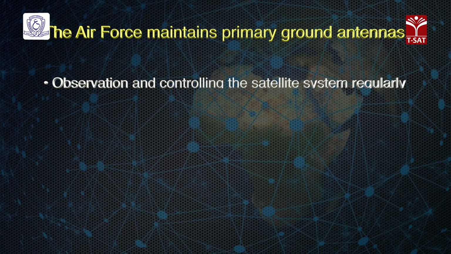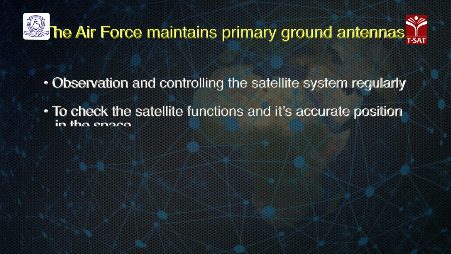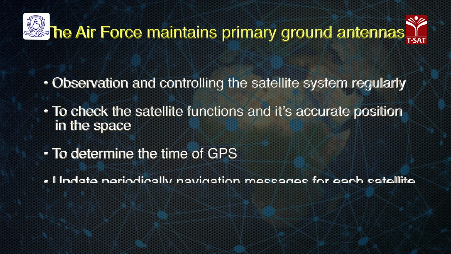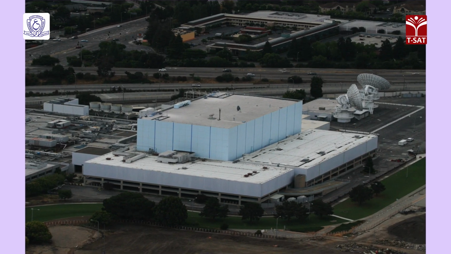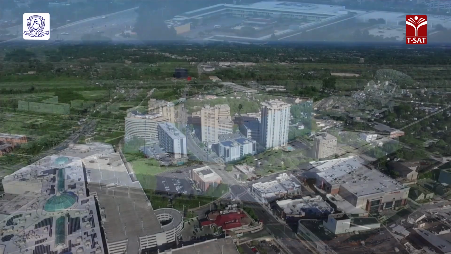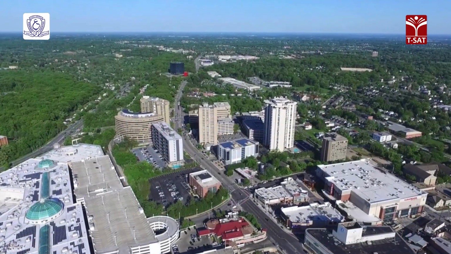Observation and controlling of the satellite system regularly to check the satellite functions and its accurate position in space, to determine the time of GPS, and to update periodically the navigation messages for each satellite. In the event of some catastrophic failure, there are also 2 backup master control stations, one located in Sunnyvale, California, and the other in Rockville, Maryland.